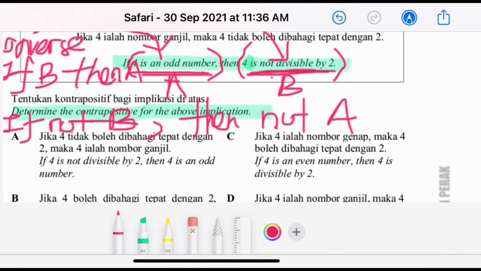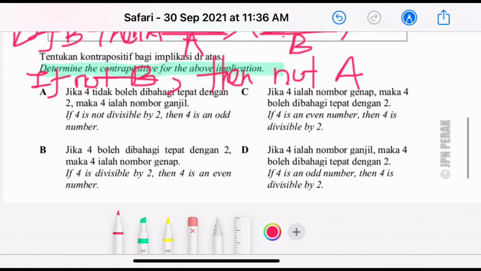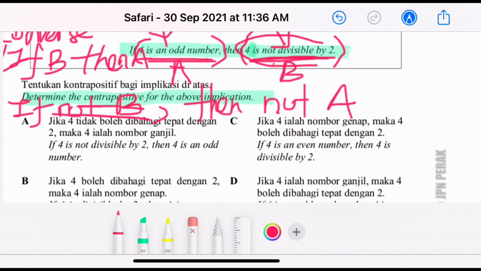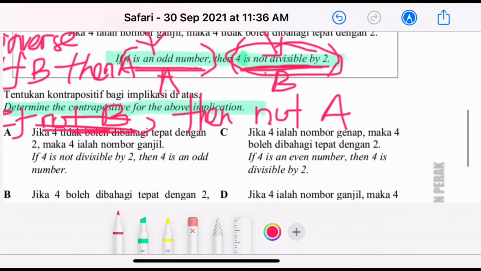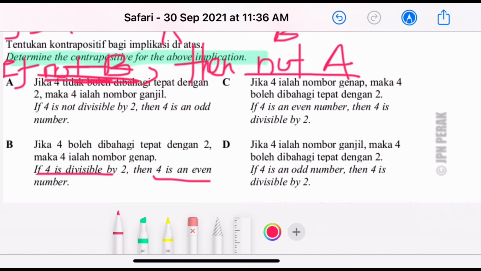So if we negate B, which is not B, 4 is divisible by 2, because the one given is not. When we want to negate, we must go against the statement. Not divisible by 2 becomes divisible by 2. So if 4 is divisible by 2, then A is an odd number. How to negate so that it is not an odd number? Of course, it will become an even number. So the answer is B.